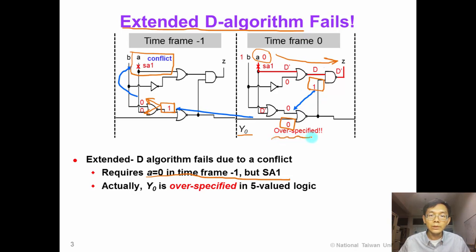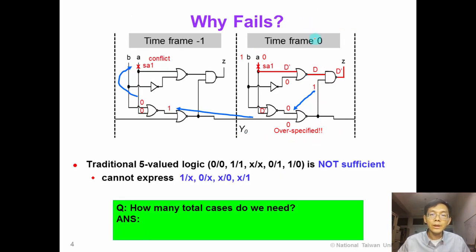This is because Y0 is actually overspecified in the 5-value logic. If we think about it, actually this value does not have to be 0. This is because traditional 5-value logic can only express 5 different logic states, which are 0/0, which means that the good circuit is 0 and the faulty circuit is 0, 1/1, x/x, 0/1, and 1/0. This is not sufficient for sequential circuits. 5-value logic cannot express, for example, 1x, 0x, x0, and x1.